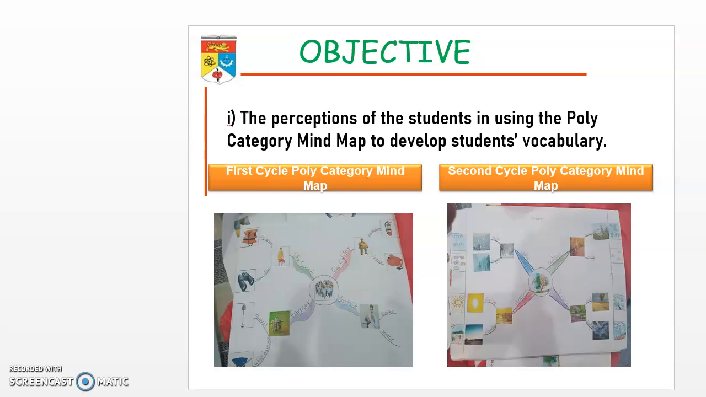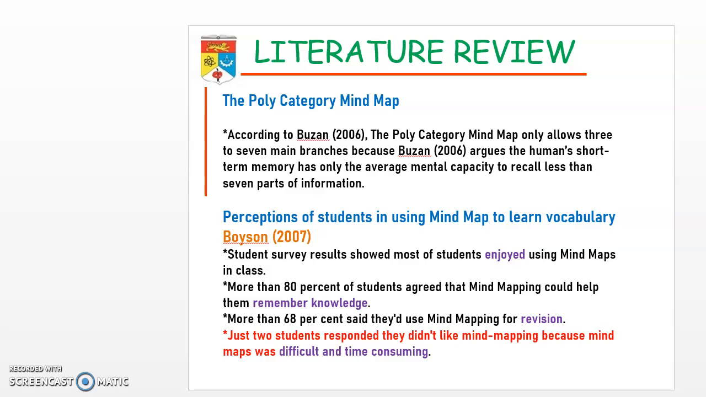So the objective of this research is the perception of the students in using polycategory mind map to develop students' vocabulary. For the first cycle of the polycategory mind map, you can see it has a mind map, with colors and pictures provided by the researcher. But for the second cycle, the researcher also included students' personalized drawings of the words learned. So next is the literature review.